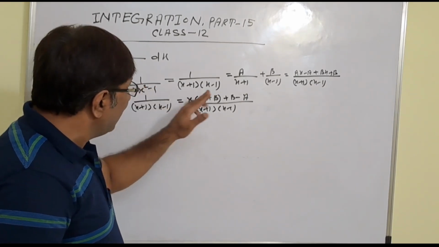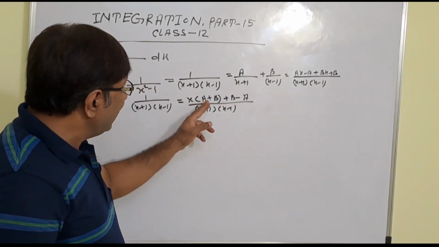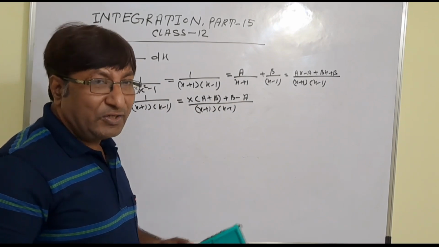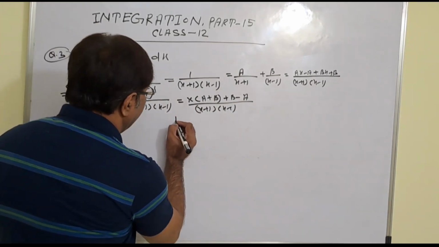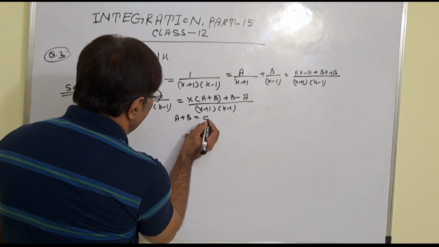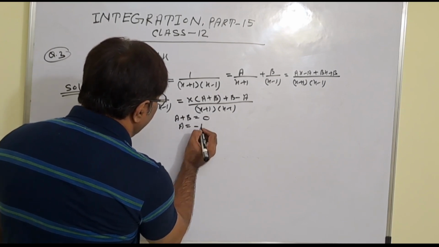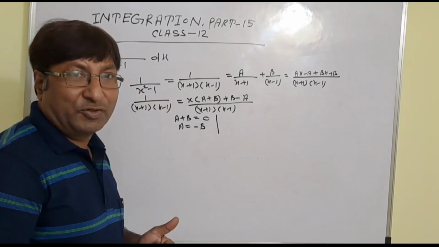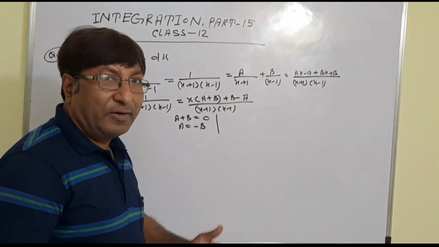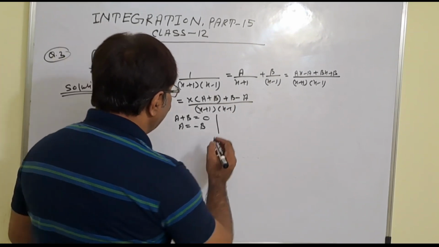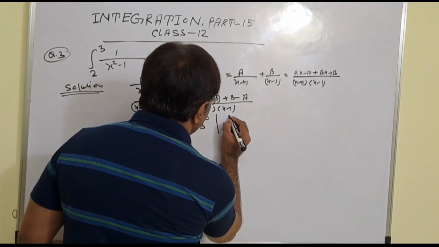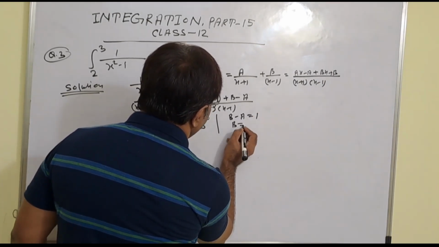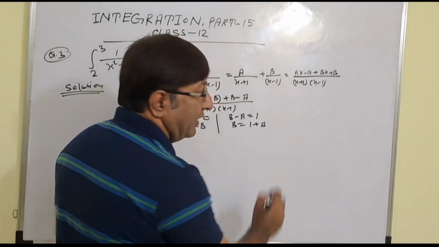So numerator to numerator. Here the coefficient of x is a plus b, and here the coefficient of x is 0. So we can write a plus b equal to 0, so a equal to minus b. In the same way, the constant term here is 1, and here the constant is b minus a. So we can write b minus a equal to 1, so b equal to 1 plus a.